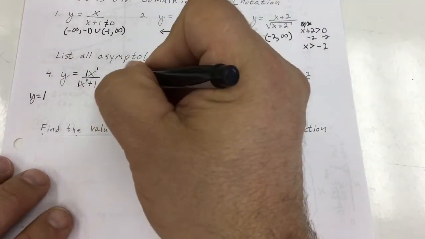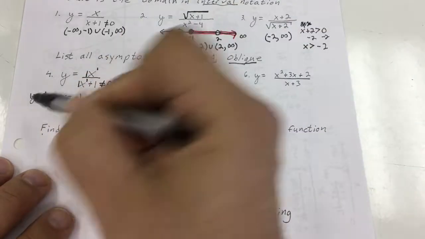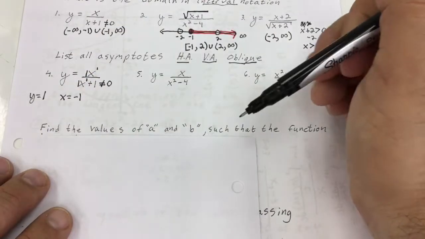The vertical asymptote for this is going to be where the bottom is not allowed to equal 0. So the bottom is not allowed to equal 0 at x equals negative 1. So there's my horizontal asymptote, there's my vertical asymptote. There is no oblique or slant asymptote in this example.